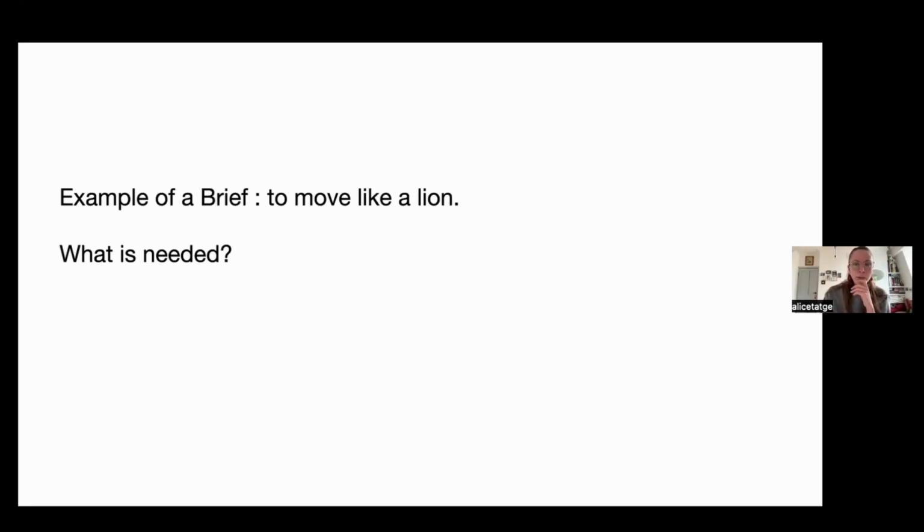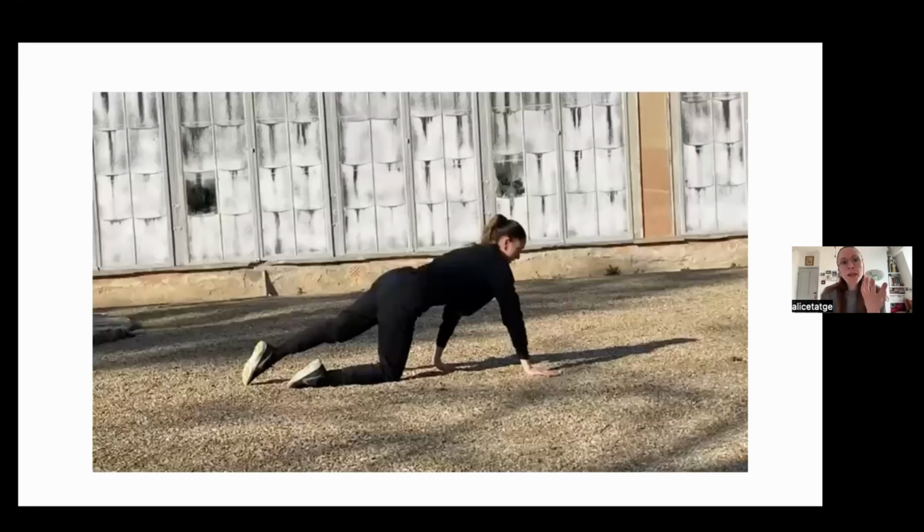Here is a very simple brief, working with the brief of to move like a lion. It's just a very simple example of what is needed. So with regards to clarity of intention, I wanted to go back to the idea of articulation and skeletal articulation, because obviously with the markers, you're working with your trajectories in space and how you can work with that idea. So when thinking about a lion, my main interest would be, well, where is my articulation in my body?